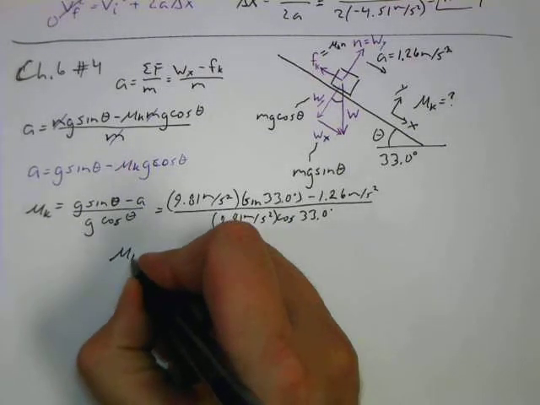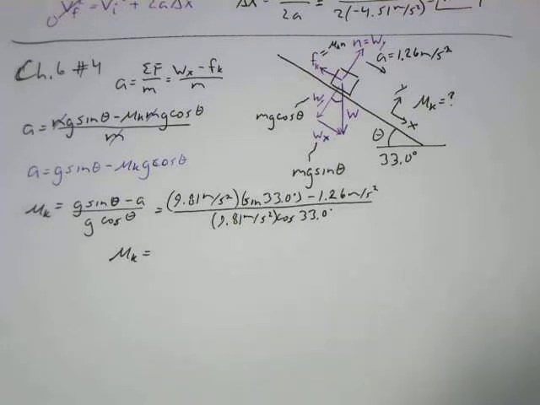Alright, fine. Almost got an answer here. Mu sub k, let's see, 9.81 times the sine of 33. Sine of 33 is 0.54 something. Multiplying that by 9.81, I've got 5.34. I'm going to subtract off my 1.26. That's going to give me in my numerator 4.08. And I'm going to divide that by 9.81 times my cosine of 33 degrees. Cosine of 33 degrees is 0.84. So that makes my denominator 8.2 something.